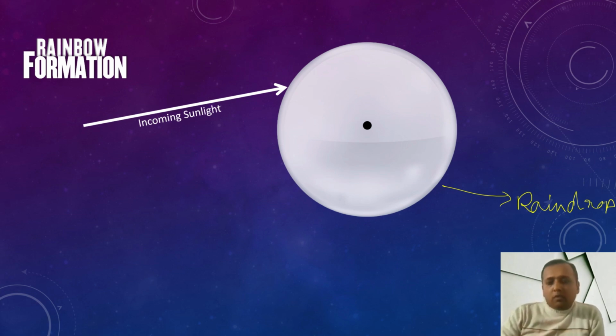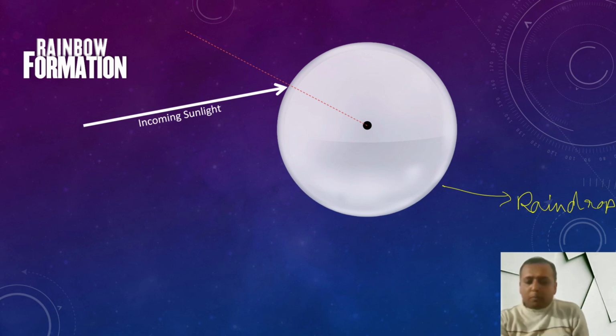This is the incoming sunlight. It will hit the surface of the sphere. And for the purpose of the ray diagram, we'll always draw the normal. It's very important. It becomes very convenient for us to draw the rays, the reflected and refracted rays. These rays are very easy to draw if you draw the normal. And we follow the laws of reflection and refraction as we go along.